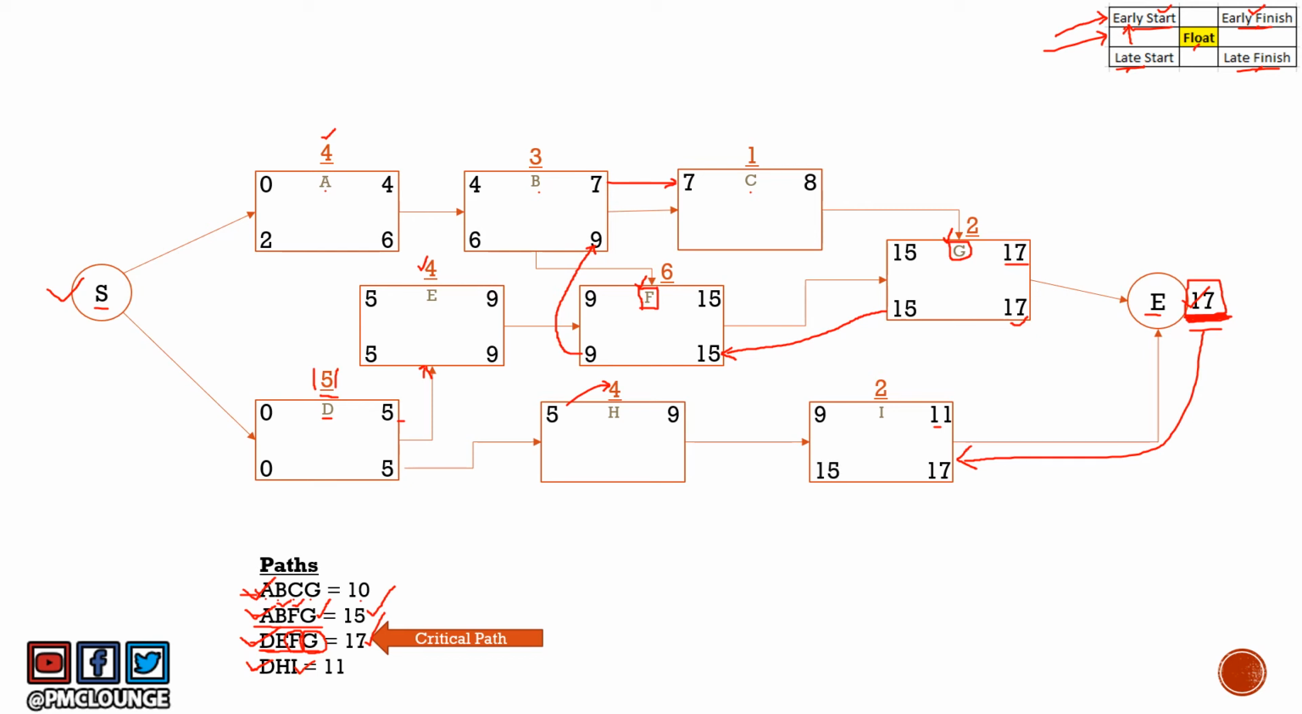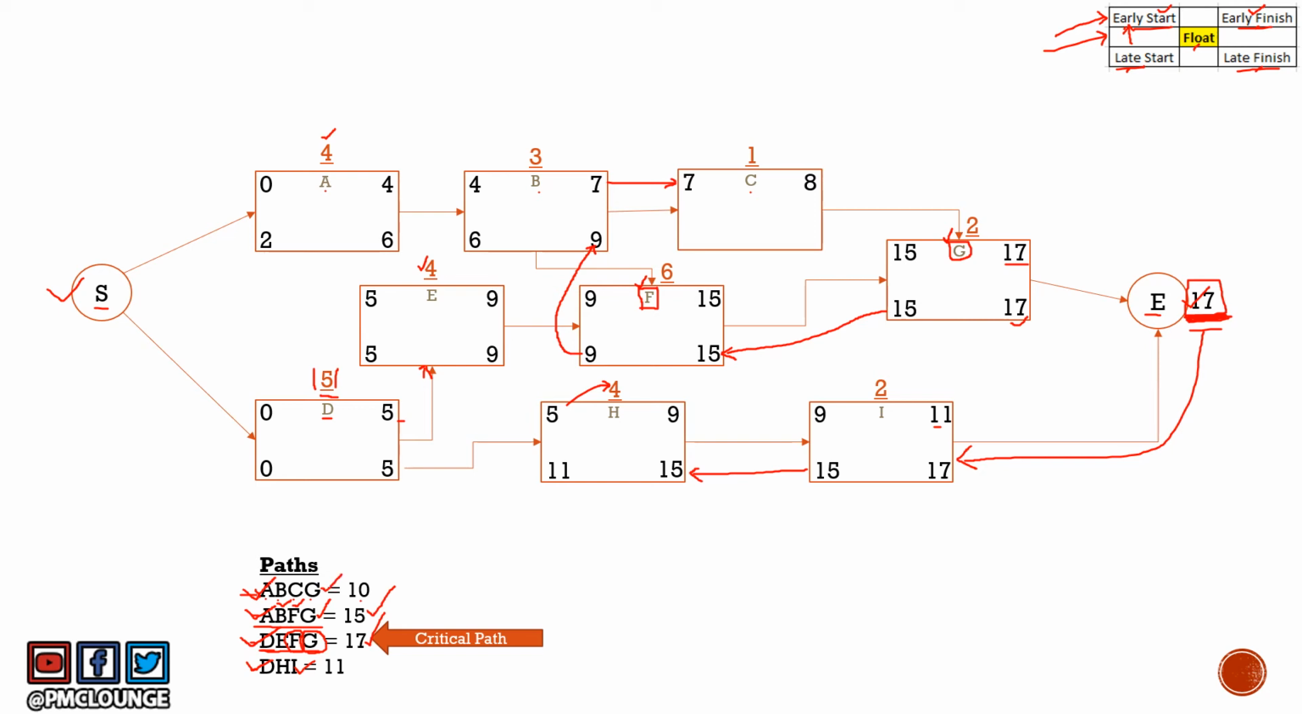Then for H, you carry over 15. The late start of the previous activity is going to be the late finish for this one. So 15 here, and the duration is 4, so you've got 11. Now D, we already have it calculated, so we don't touch it. Now the last path is ABCG.